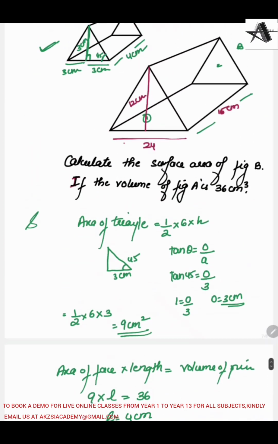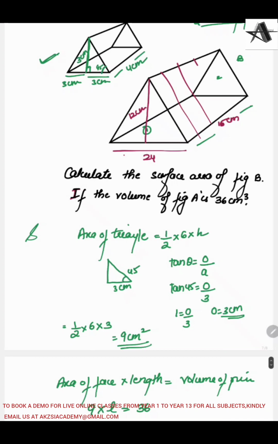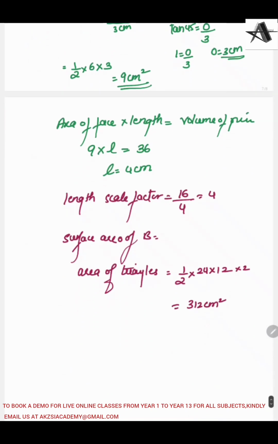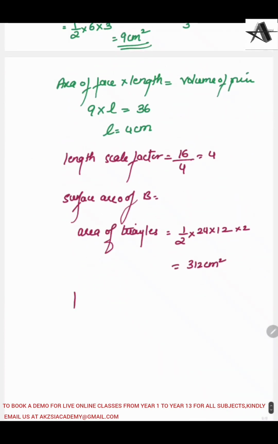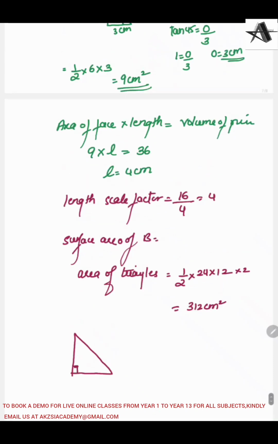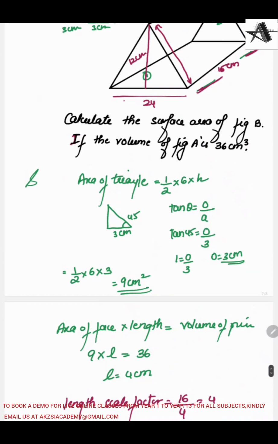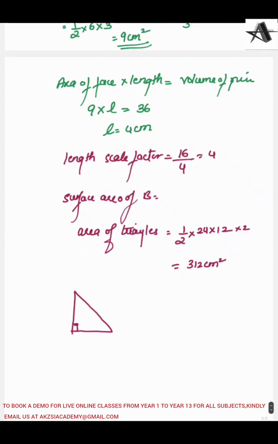Now let me see the area of the rectangle. The area of this rectangle is definitely length times width. Length is 16, but this width we don't know, which we can calculate from the hypotenuse. So we have the half triangle. Don't think that it's very difficult. It's very easy. When you do it by yourself, you'll get to know. So this is 12 centimeters. This is 12 centimeters. The hypotenuse is going to be 12 root 2.